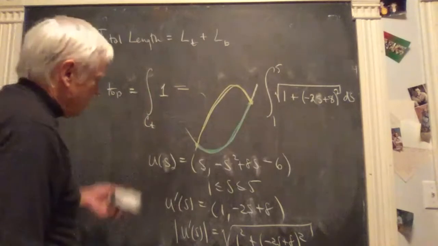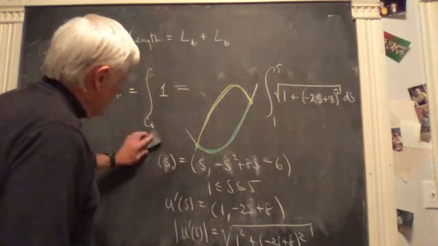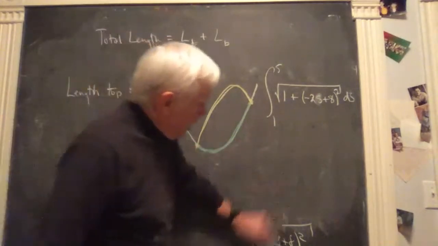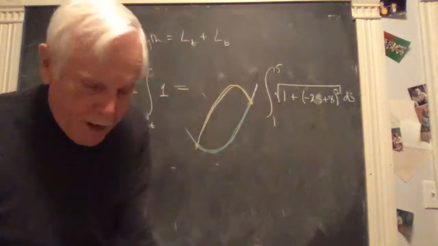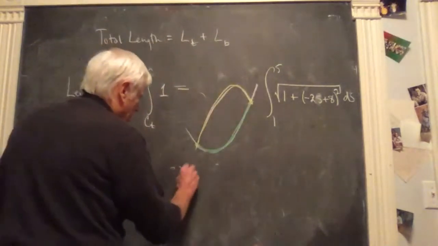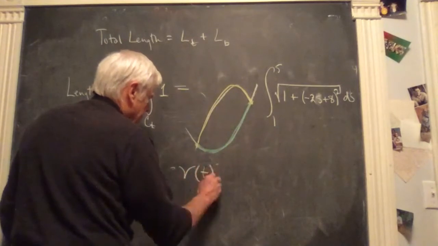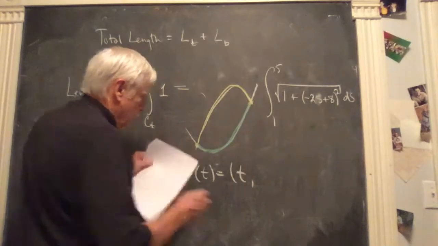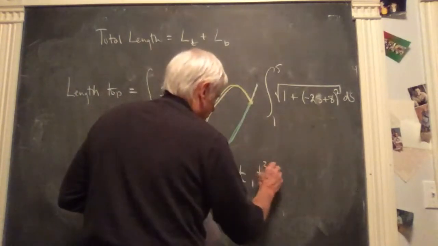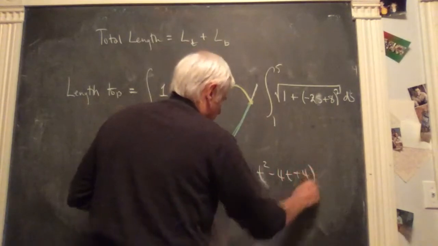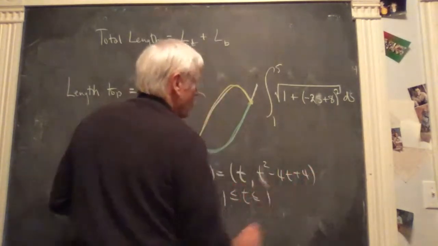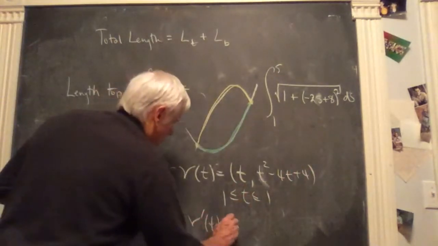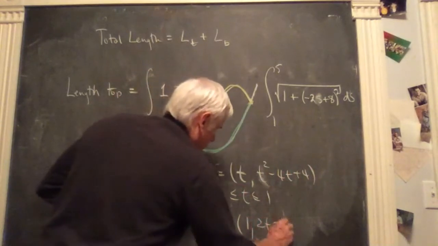Let's see, what do we have next? The bottom. So we need to parameterize the bottom. The hard part we already did, defining the 1 and 5. So I'll call this v of t equals t, and then this is the bottom curve, which is x squared minus 4x, so it'd be t squared minus 4t plus 4, for 1 less than or equal to t less than or equal to 5. V prime of t is 1, 2t minus 4.